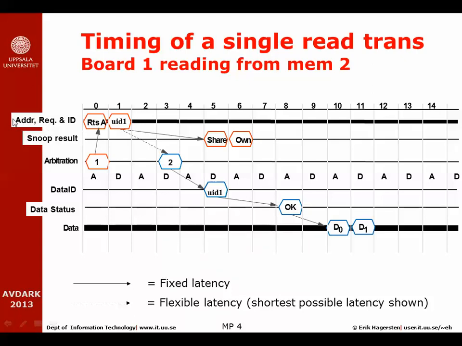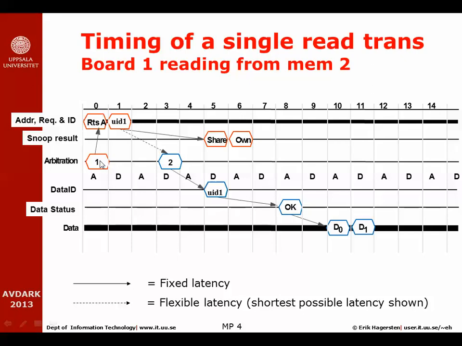On the address wires we send the address request and ID, but we also have some other wires here. Some wires called the Snoop result wire, where you can send share and own response. We have the arbitration wires, where every other cycle you can arbitrate for either the address bus or the data bus. And up at the top here, you see the cycle count. So this is cycle by cycle. It's a synchronous bus. So first cycle, second cycle, and so on. And that's sort of the progress of time going that way.